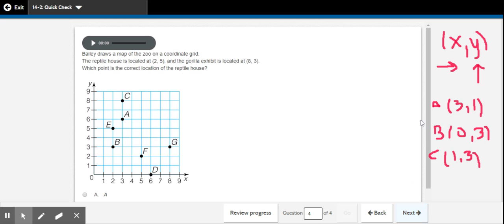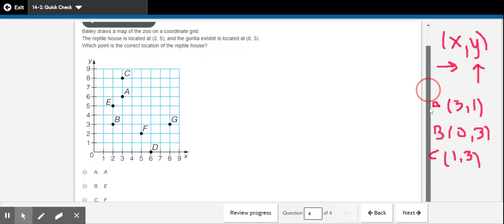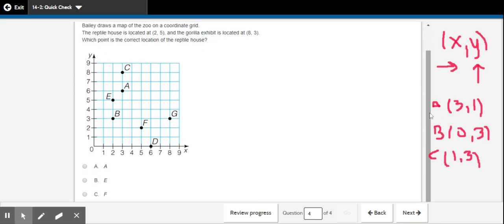All right, for your last question here, Bailey draws a map of the zoo on a coordinate grid. The reptile house is located at 2, 5, and the gorilla exhibit is located at 8, 3. Which point is the correct location of the reptile house? So guess what? You don't need to know anything about the gorilla exhibit. We don't need to know about that. It wants to know about the reptile house.